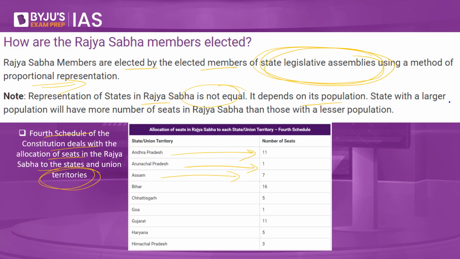So it depends on its population. A state with a larger population will have more seats in the Rajya Sabha than those with a lesser population. How does this particular procedure work?